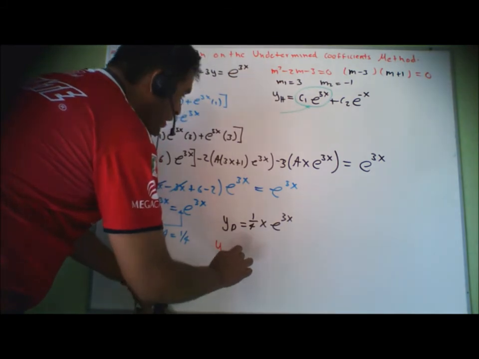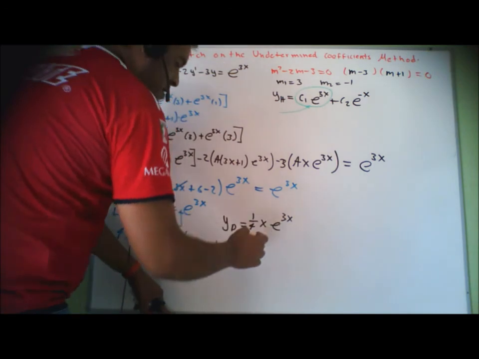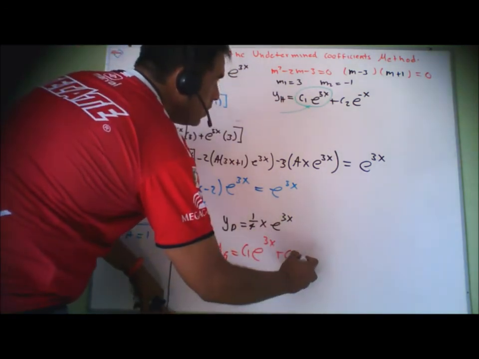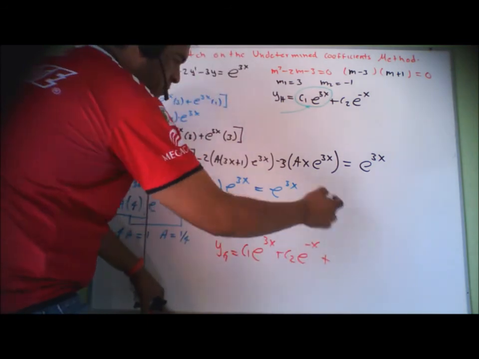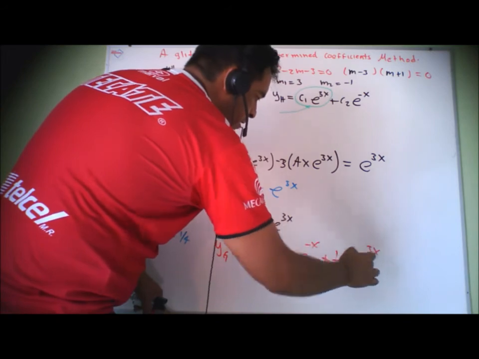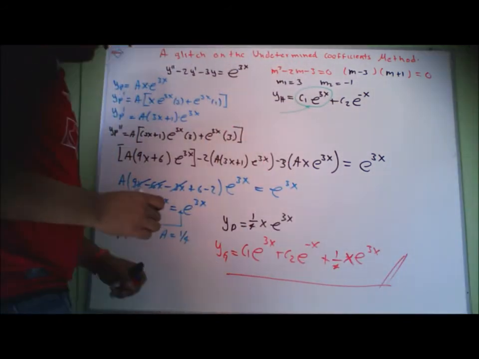Okay, so the general solution is the homogeneous plus the particular. The homogeneous is here, c1 exponential of 3x plus c2 exponential of minus x, plus the particular 1/4 x exponential of 3x. And that's it.